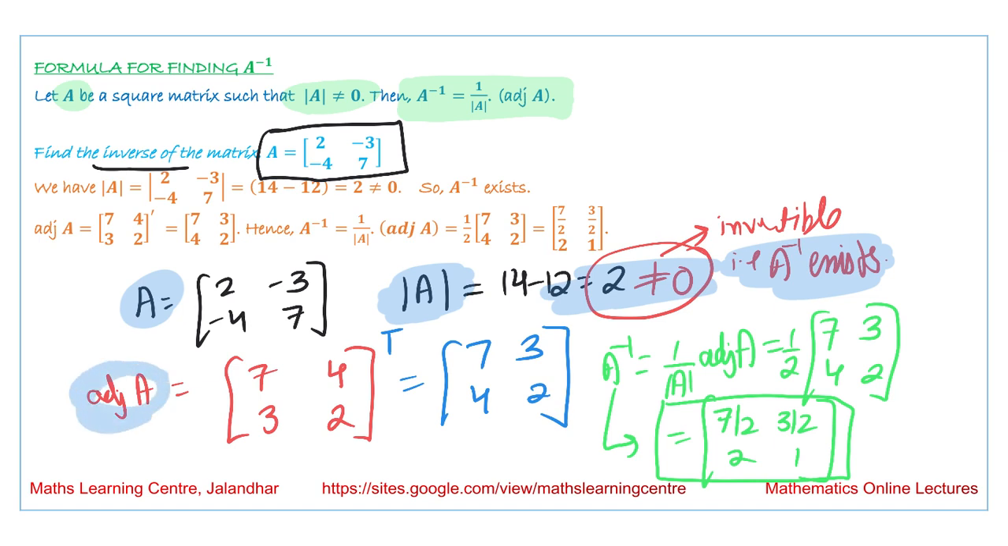Next step we are doing is, we are calculating the adjoint of A. This transpose is very important over here. We have written the adjoint of A. Then A inverse is equal to 1 over determinant of A into adjoint A, and we obtain this answer. So this is one of the methods to calculate the inverse of a matrix.